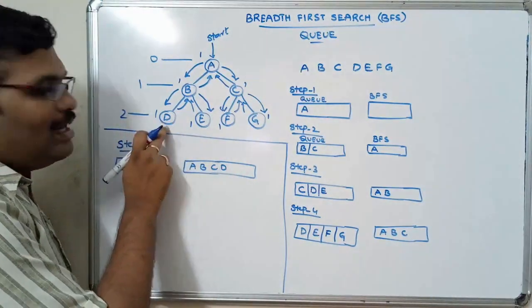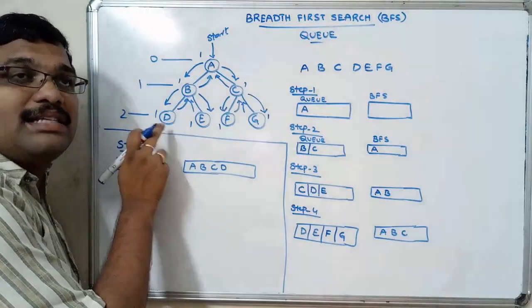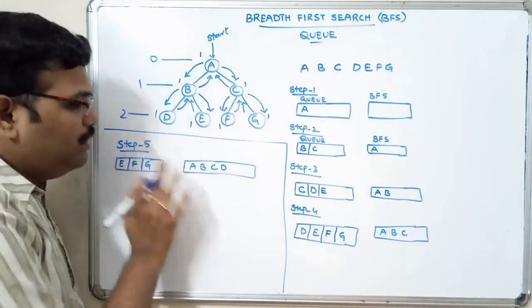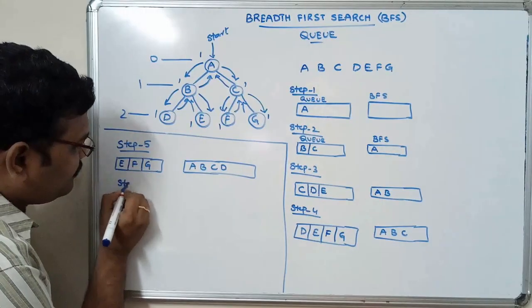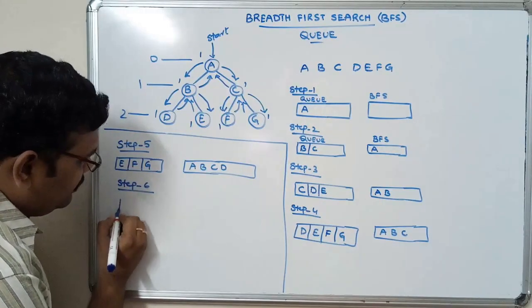So here D is a leaf node. So here D doesn't have any adjacent nodes. So just ignore. Next, follow the same procedure. Step 6.